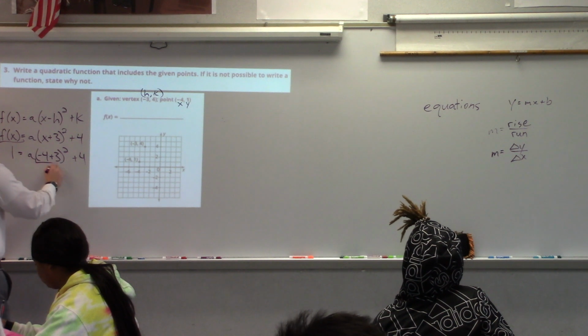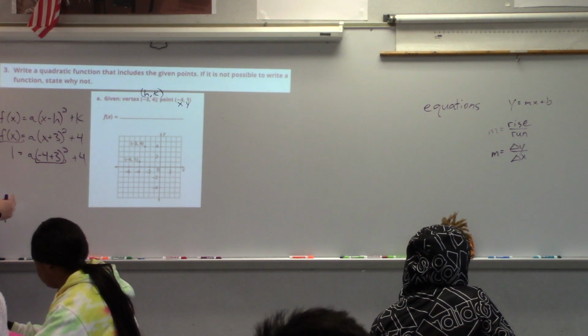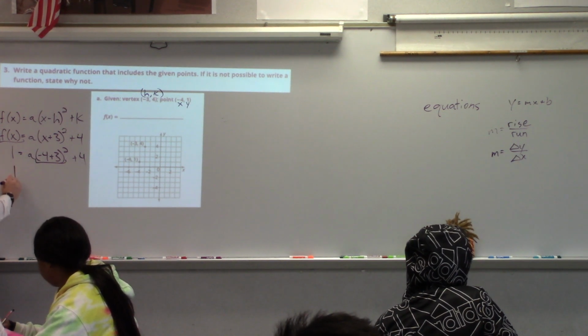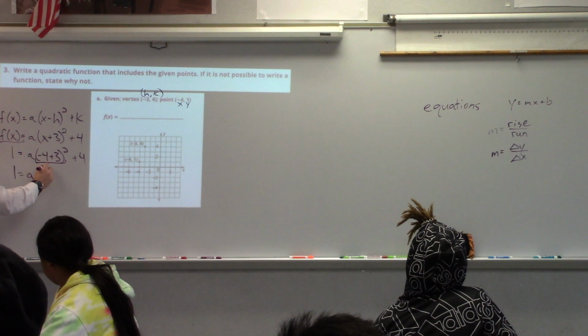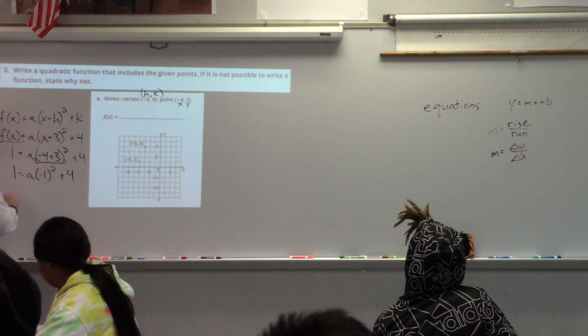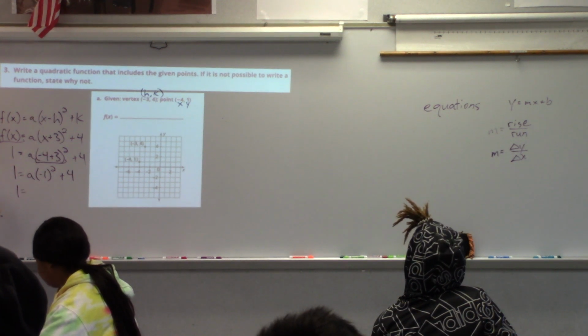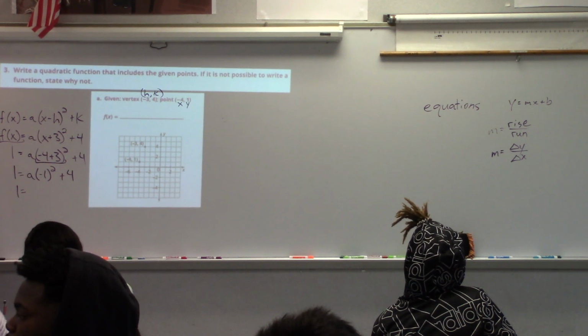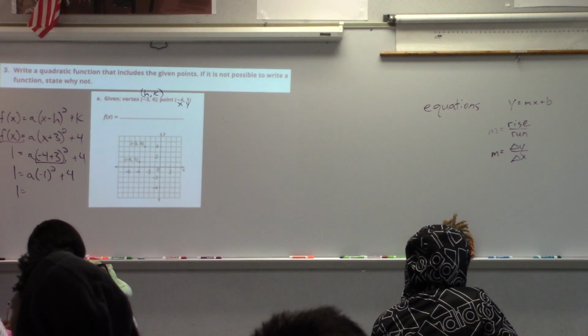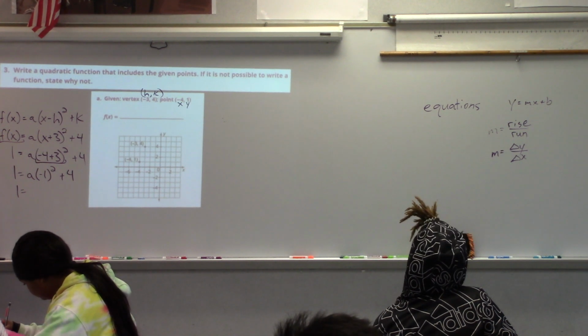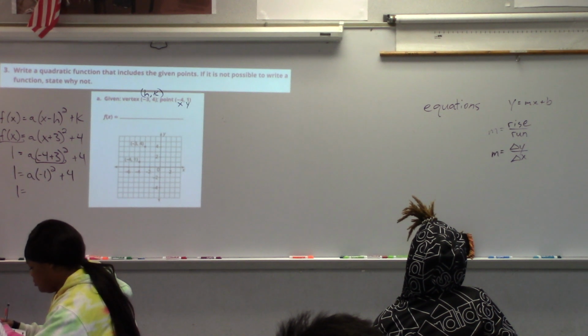Remember, I'm always going to simplify before I start to use my inverses. A times, what's -4 plus 3? -1 squared, plus 4. Then subtract 4 on both sides. Even before I do that, I want to point out, can I subtract 4? 100%. But I'm going to simplify first. What's -1 squared? 1.